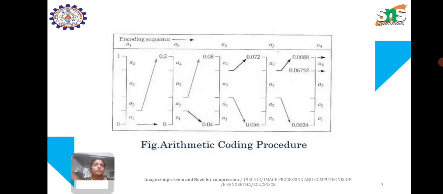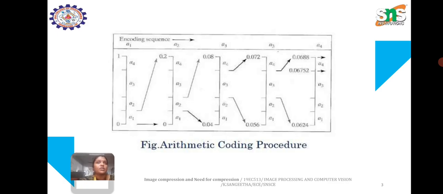So let us move on to the example. In this example we have taken the word India. First we have to assign the probabilities to each symbol. So first we have to calculate the frequency of each letter in the message India and assign probabilities based on their occurrence.